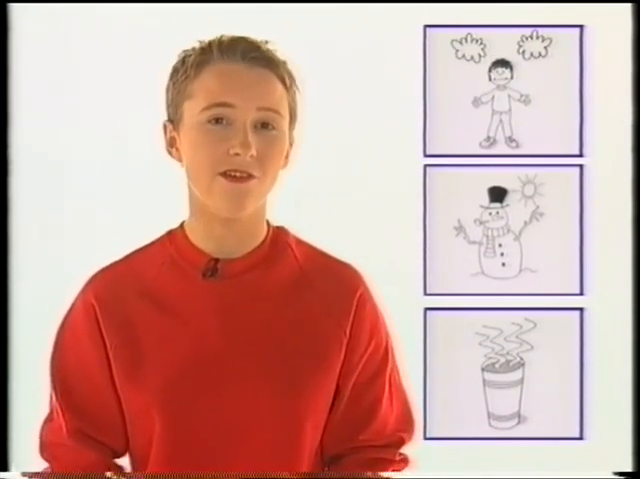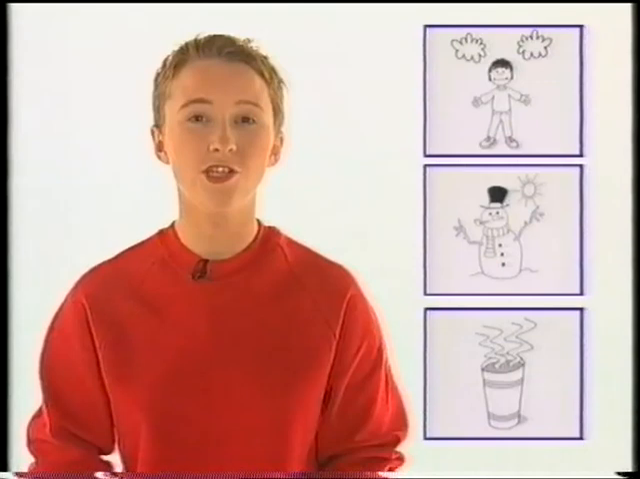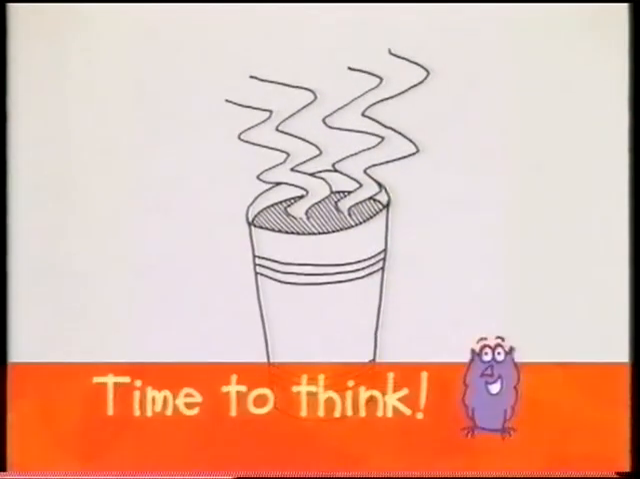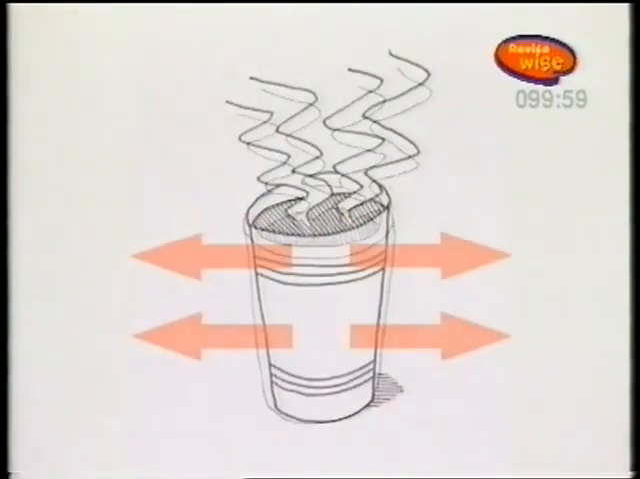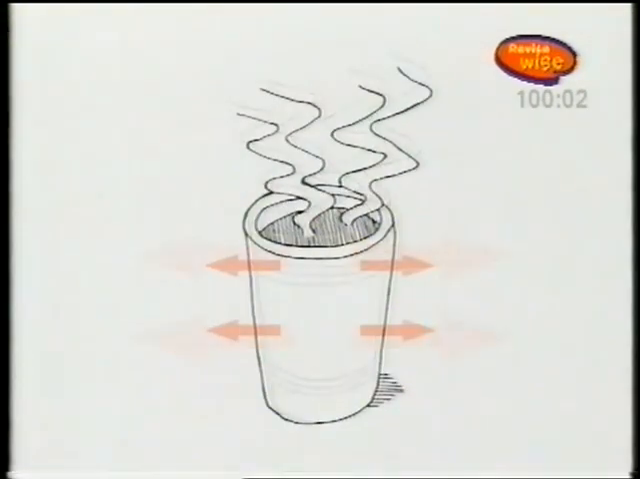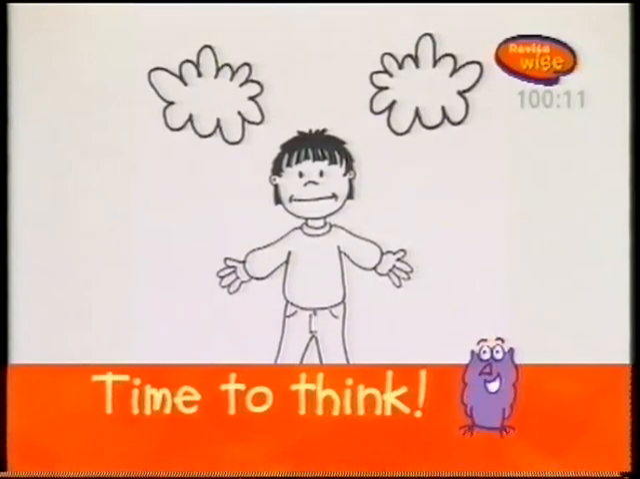Now think of some materials that are good thermal insulators which you could use in each of our pictures. I know, you could use a thicker material for the cup. You know, that polystyrene stuff. That would make a better barrier between the hot drink and the colder air. That would stop it from cooling down so quickly. You're right. Polystyrene is a material that's a good thermal insulator. What about the last two?